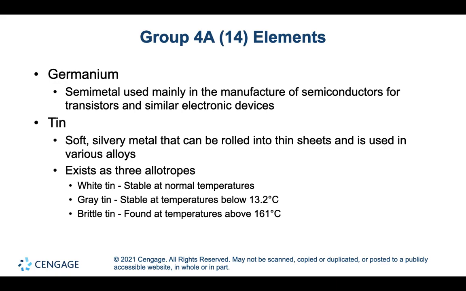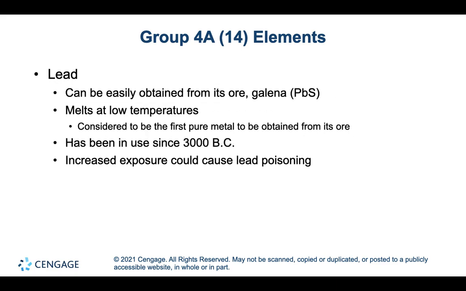Tin can have different allotropes: white tin, gray tin, and then a form of tin called brittle tin above 161 Celsius. Lead, found in the ore galena, which is lead sulfide, melts at low temperatures, which made it one of the first metals to be molded into various materials. It's been around since 3000 BC, although in the past its poisoning effect, because it is a slower process that happens over time, was not really noticed.